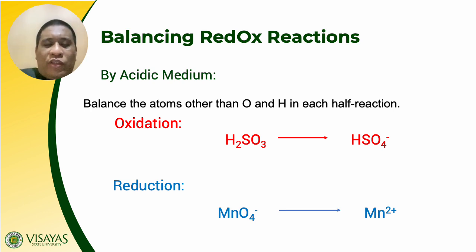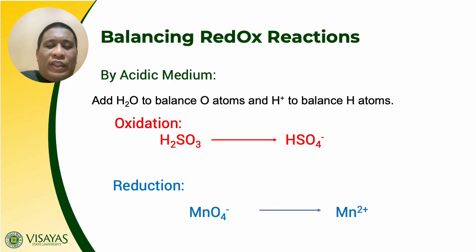In this case, you can see that each sulfur is already balanced and each manganese is also already balanced. So we can proceed with the next step, which is to add H2O to balance oxygen atoms, and H plus to balance the hydrogen atoms. If we inspect the oxidation half reaction, we can see that there's a discrepancy of oxygen between the dihydrogen sulfite and bisulfate ion. In the reactant side, we are deficient with one oxygen. Since there are 3 oxygens on the reactant side and 4 oxygens on the product side, we can balance this by adding H2O to the reactant side.